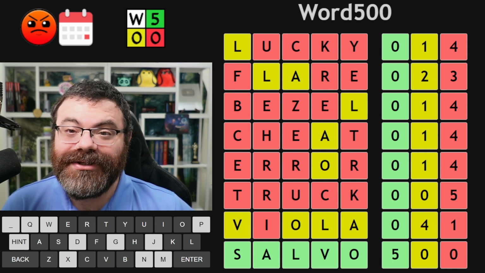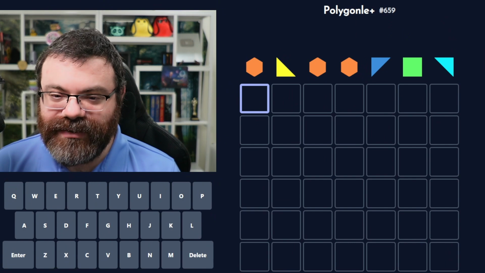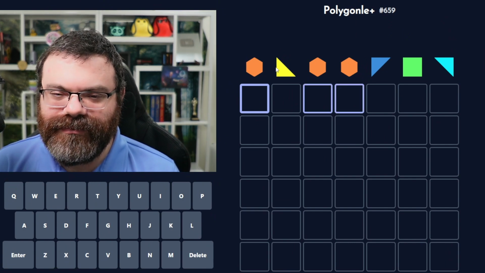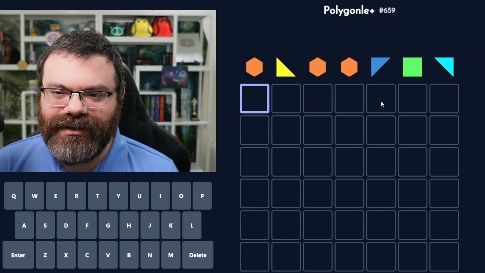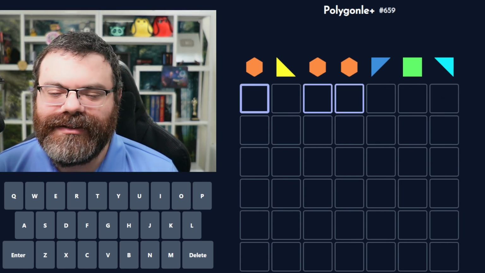All right, well, how'd you do? Let's do polygonal. It's a crazy one today. This letter repeats these 3 times. We have a 7-letter word, and otherwise that's it. No other repeats. So what does this?